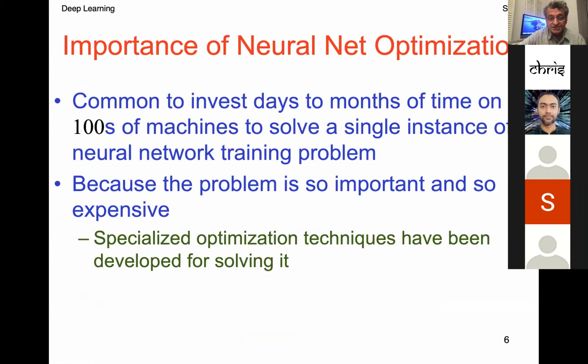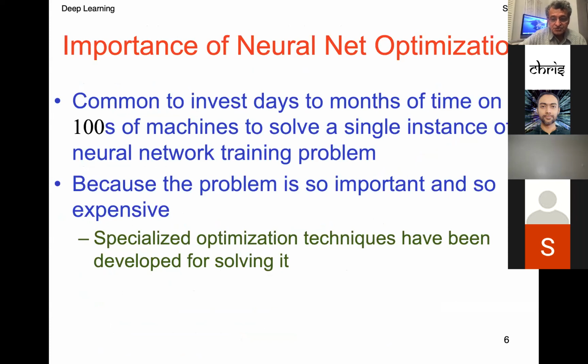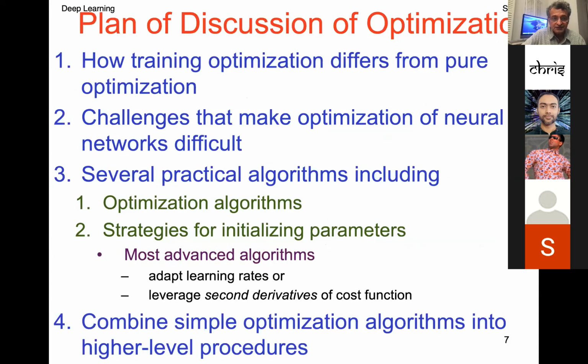Importance of neural network optimization. This is saying, hey, look, don't ignore it. This is an important topic. In practice, it's common to invest days to months of time on hundreds of machines to solve a single instance of a neural network training problem. I suppose when they came up with things like BERT or GPT-3, they probably had to do that. And we all take advantage of it by taking their embedded values or weights and so on. But that's what they had to do. Because the problem is so important and so expensive, people have spent a lot of time, and specialized optimization techniques have been developed for solving it.